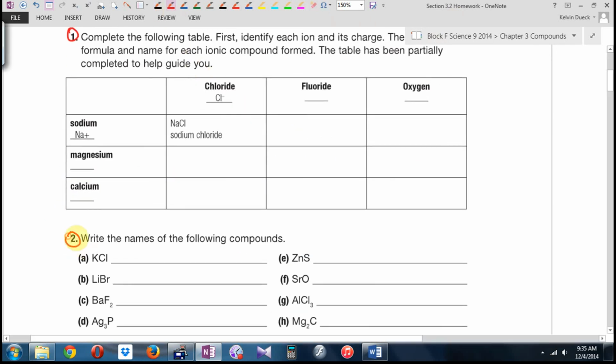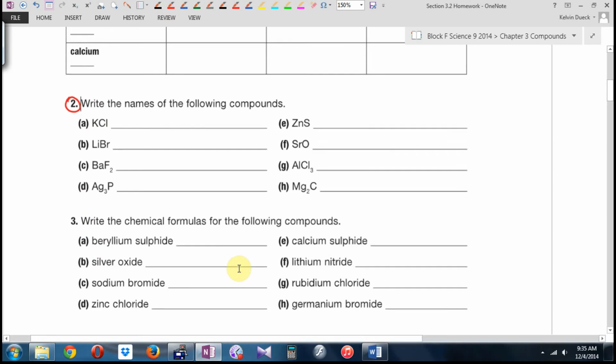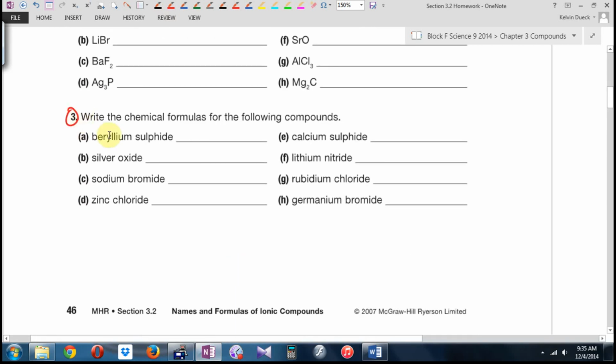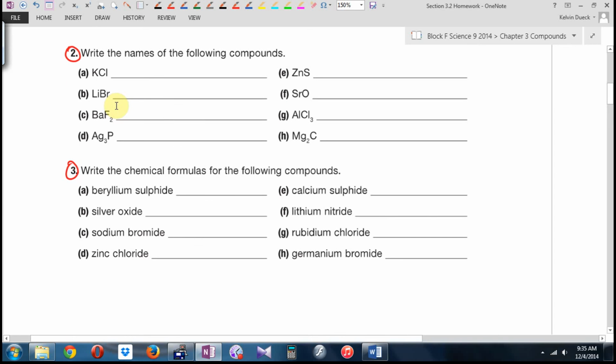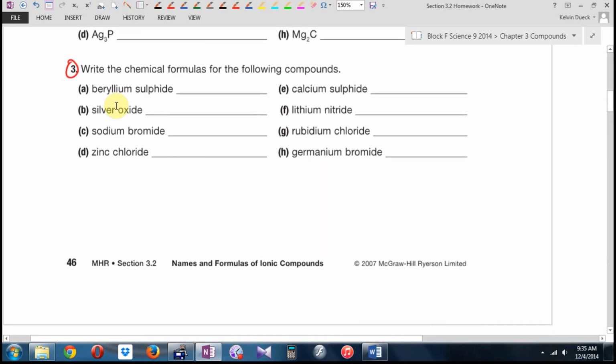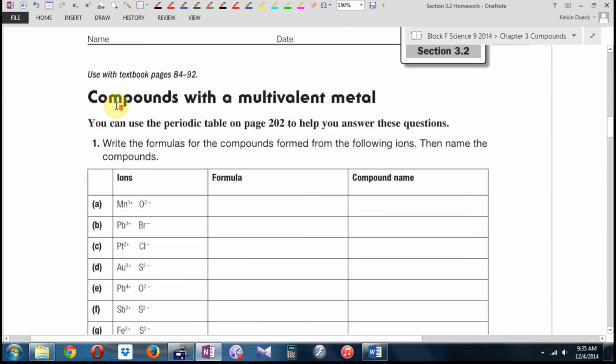Absolutely number 2. Absolutely number 3. So definitely on your test, I'm going to give you the formula, say tell me the name. I'm going to give you the name, say tell me the formula. An awful lot. That's probably going to be about half of your test. Test is going to be just before Christmas, I think.